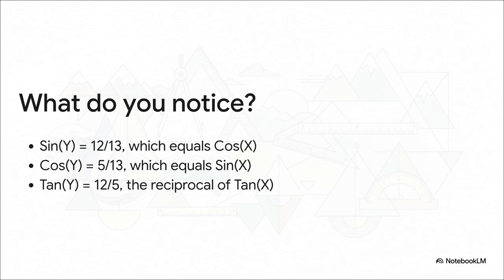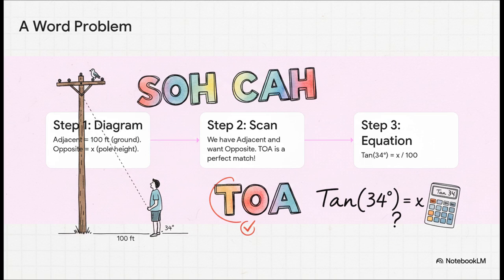They're called cofunctions for a reason. And the tangent of Y? That's just the flipped version, the reciprocal, of the tangent of X. Pretty neat, right? Okay, let's try a word problem.